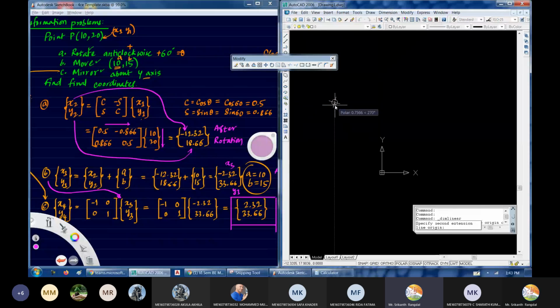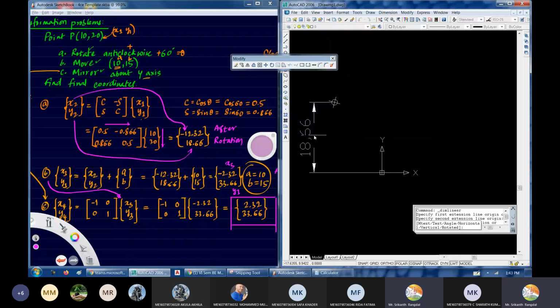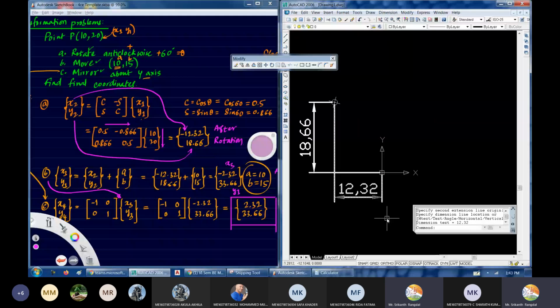Let me measure from here to 0, comma 0. So this is the y coordinate. You see, is it the same? That's what we got in the calculation also. And the x coordinate is 12.32 in the negative direction, and that's why we got negative 12.32 here. Correct. So the first one we confirmed using AutoCAD.